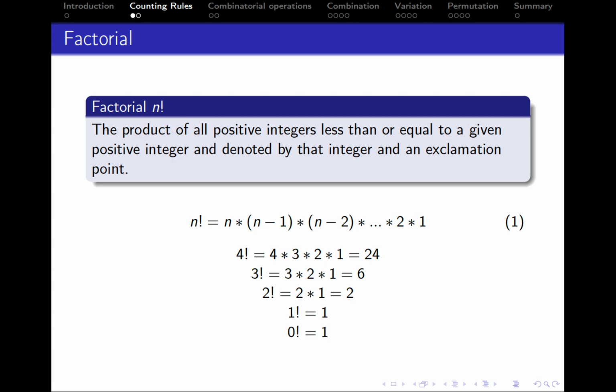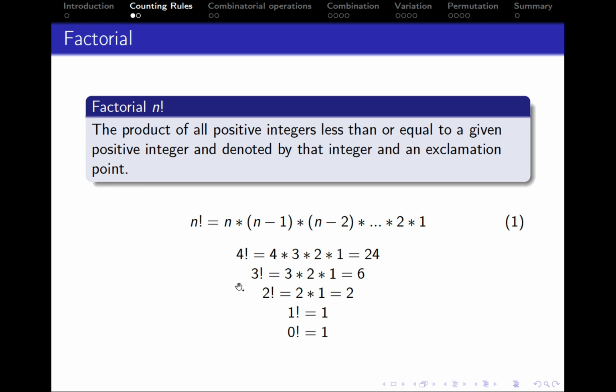First of all, you need to be familiar with something called factorial, so n with an exclamation mark. And factorial is just the product of all positive integers less than or equal to a given positive integer and denoted by that integer and an exclamation point. Here is a general formula, and let's have a look at some examples.